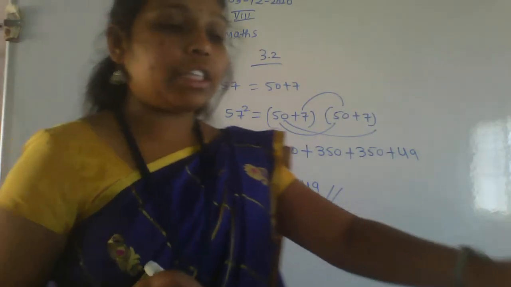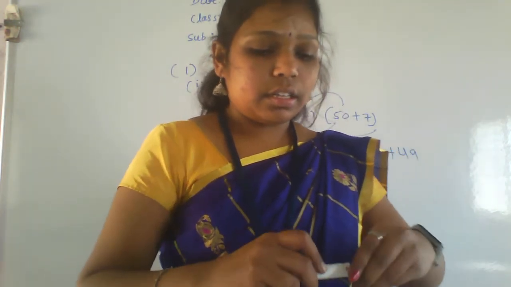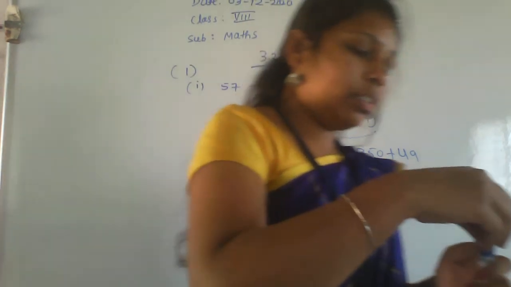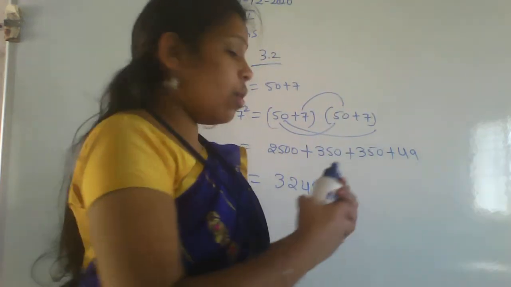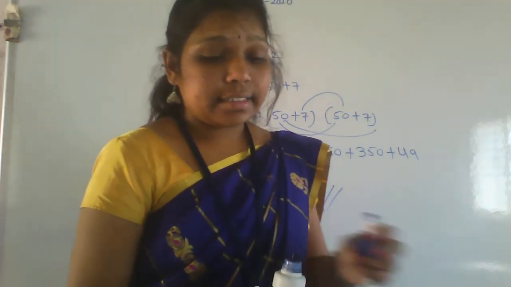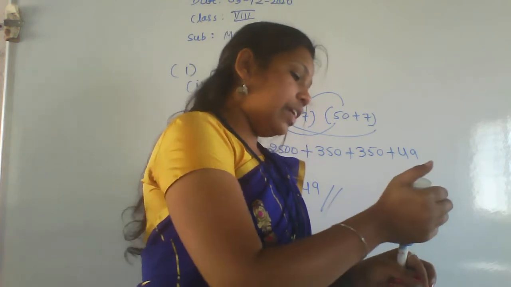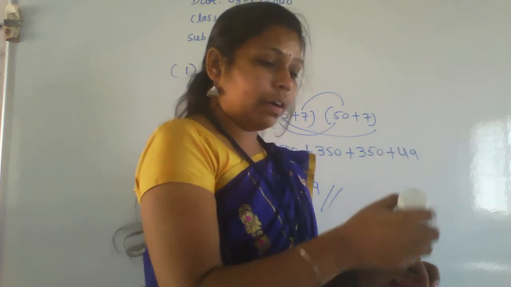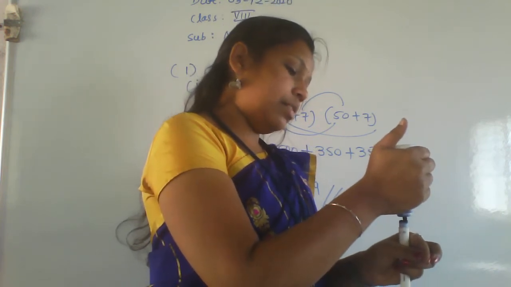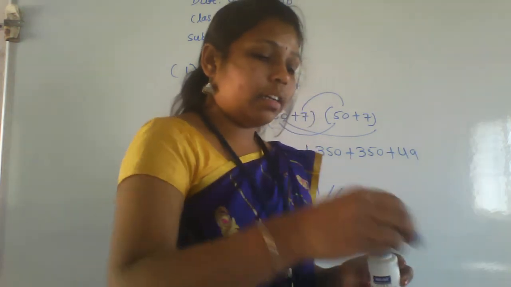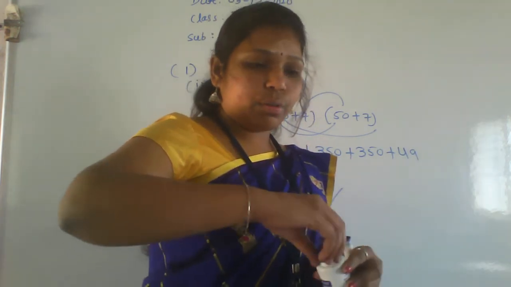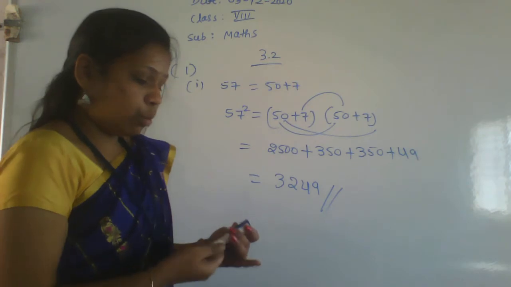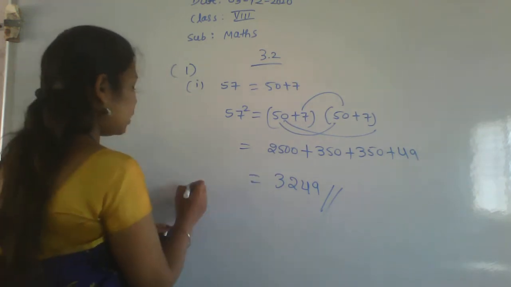So without doing actual multiplication, we found the square of the number. What is the square of 57? 57 square is 3249. Similarly, do it for 73. 73 can be written as what? That is 70 plus 3. So (70 plus 3) into (70 plus 3). Do the multiplication and find the answer. Whenever I am doing it on the board, you have to do it in your notebook. Then only will you understand. Otherwise, you can't.